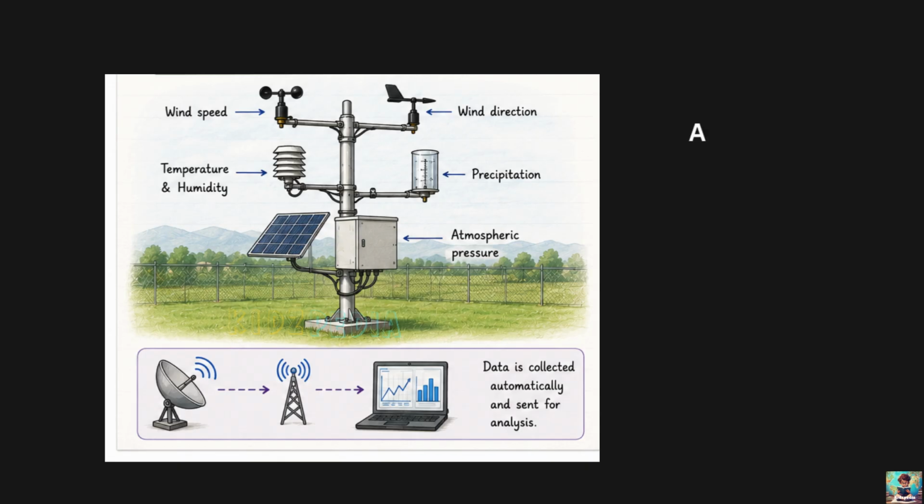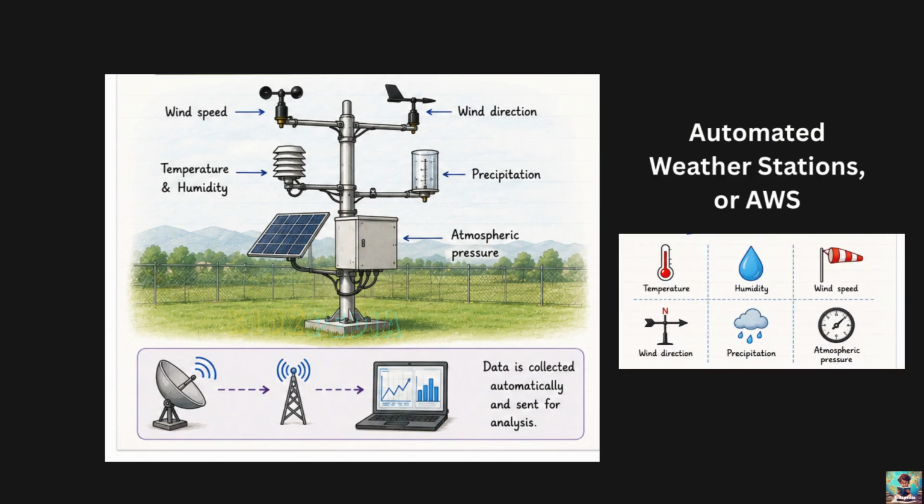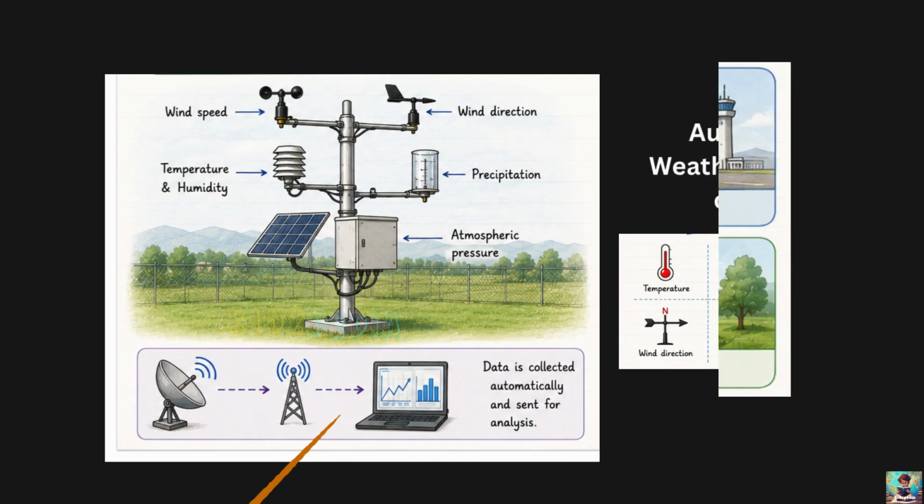These are called automated weather stations or AWS. An AWS is a self-operating system. It uses different sensors to measure weather elements without the need for continuous human observation. An AWS records temperature, humidity, wind speed, wind direction, precipitation, and atmospheric pressure. All this data is collected automatically and sent for analysis.